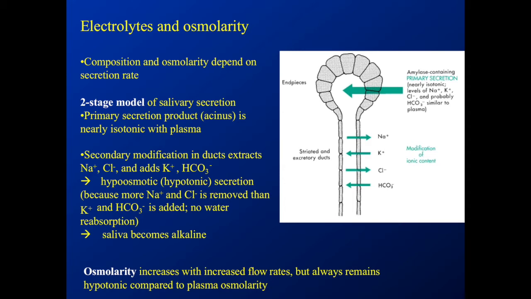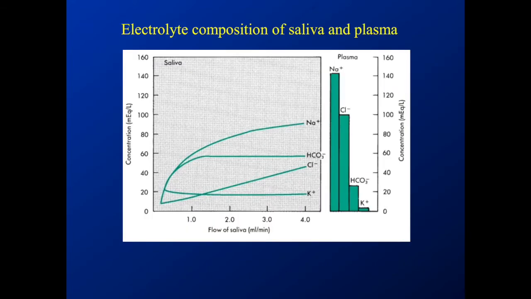And as I said at the start of this, the composition of your saliva is going to depend on how fast it's created, on the flow rate out of the duct. But it's always generally going to be hypotonic compared to the plasma, because regardless of how fast it's coming out of the duct, you will get some reabsorption of sodium and chloride, and as a result it ends up hypotonic. And this is sort of shown here.